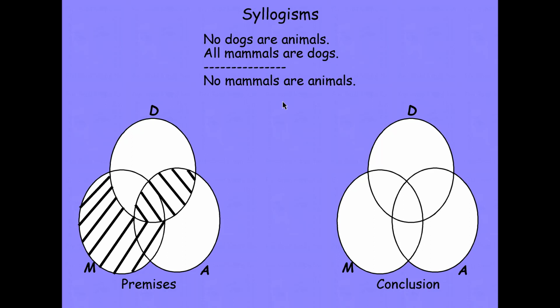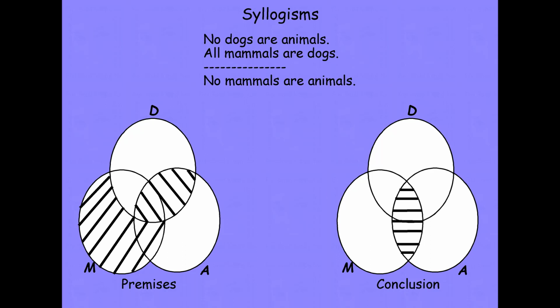Now let's go ahead and look at my conclusion. Again, it's a universal negative, no mammals are animals. So I'll go over here, I say, okay, here's my mammal circle. Nothing that's a mammal is also an animal. Here's my animal circle. So this intersection area here, this area where you could be both inside the mammals and inside the animals, that would have to be empty. Nothing can be both, so this area has to be empty. So I shade that, like so.